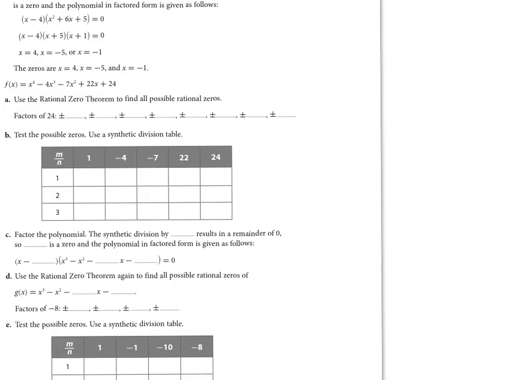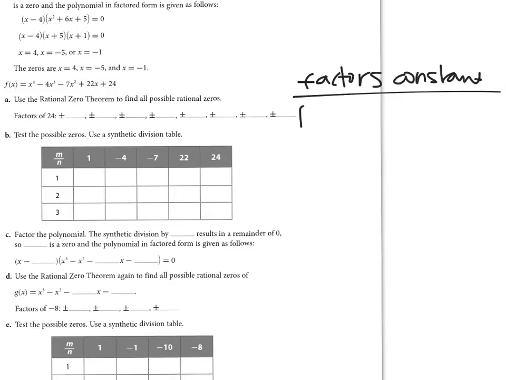So when we do problem B on the next page, again, we're doing our factors of our constant divided by the factors of our leading coefficient. Okay, so what is my constant in this problem? In problem B on the page, what are the factors of our constant? 24. Okay. So talk to me about all the things that divide into 24.